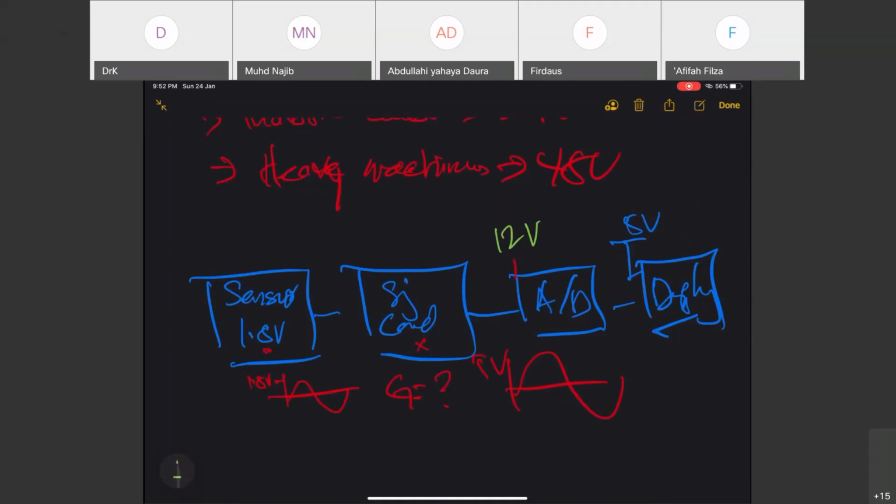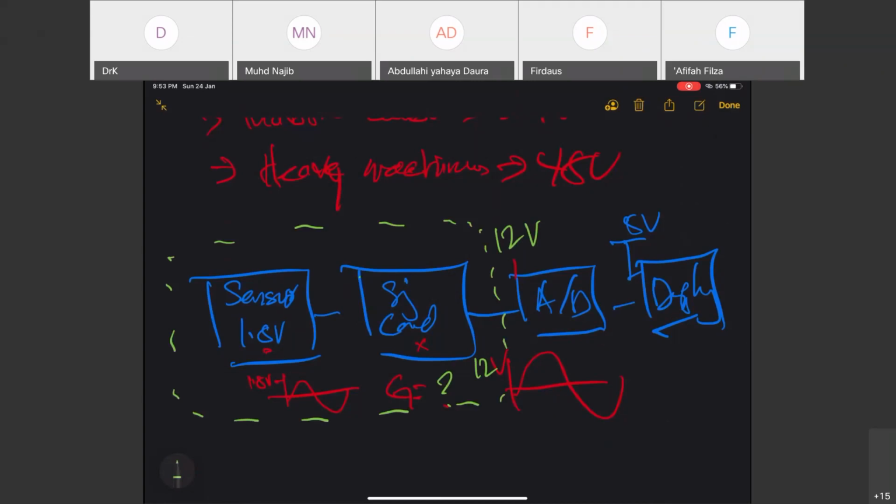So if you have 1.8 volt over here, you need to figure out what the gain will be so that you can get a maximum voltage here at 12 volt. All right, so this is the input signal that you should understand when you work with any data acquisition system, in which the input is basically representing the operating voltage of the sensor, and also at the same time representing the operating voltage of the signal conditioner.